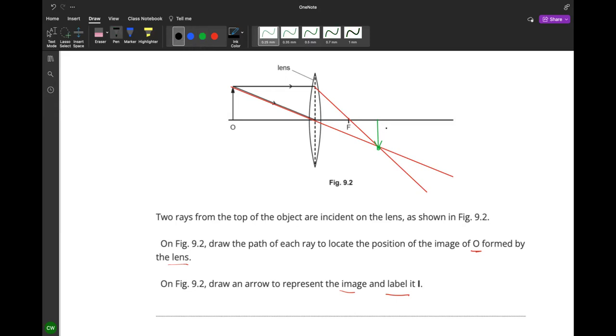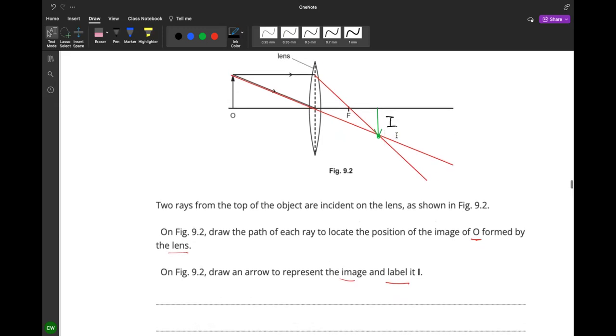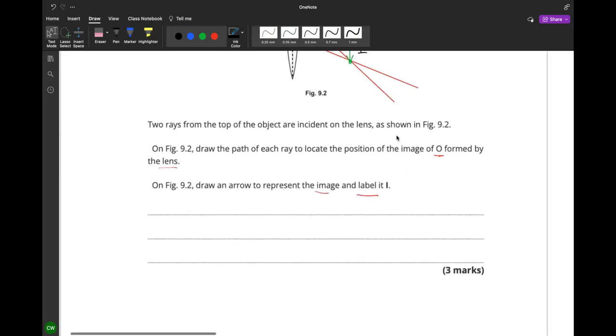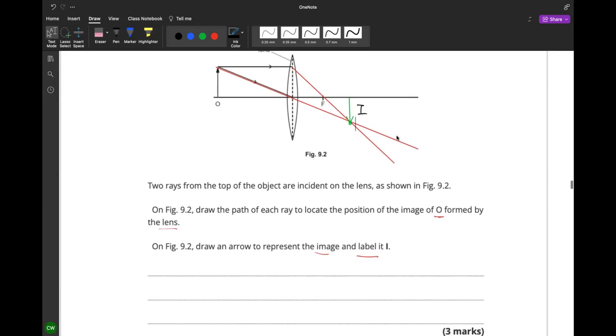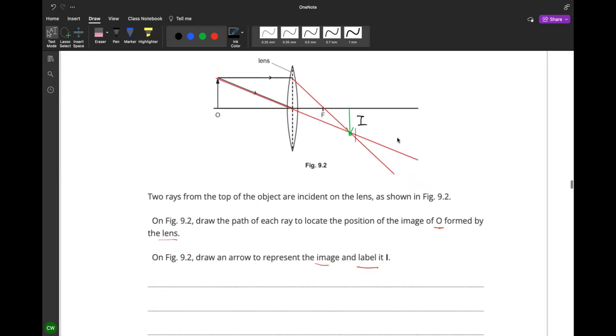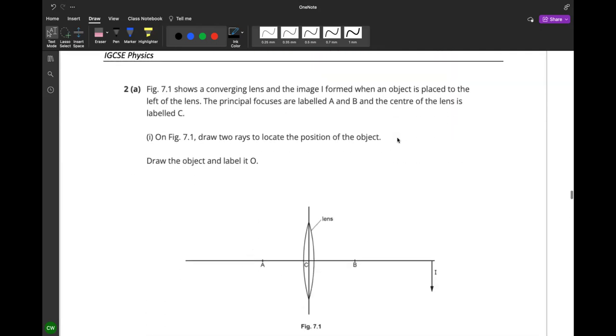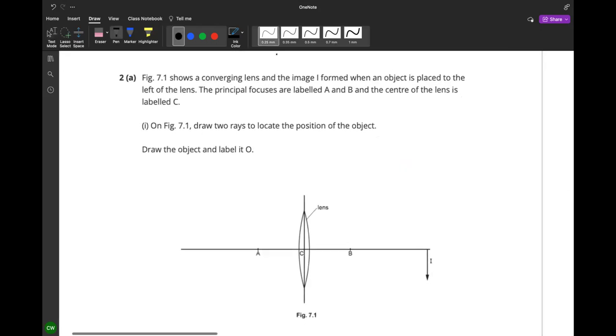Okay, this is I. So arrow O. Okay, that's all. Any problem? No problem. Very easy. Okay. Question two.